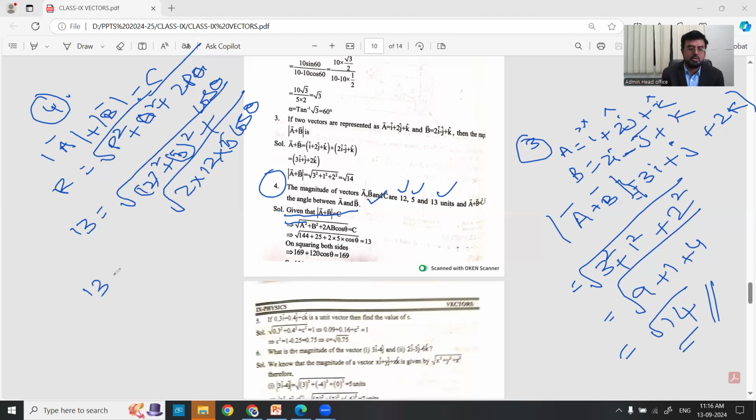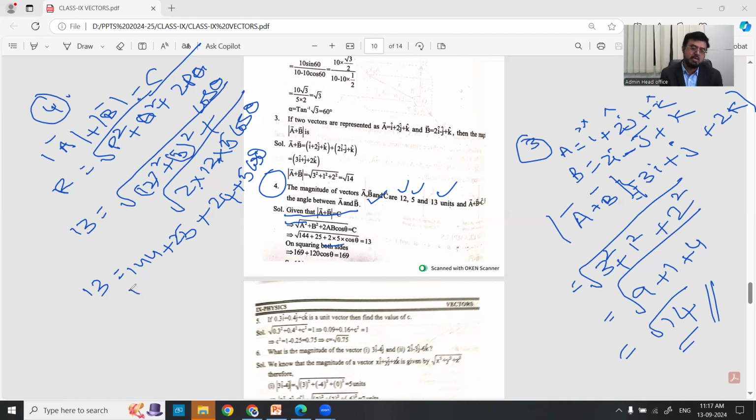So 13 is equal to the square root of 12 square, which is 144, plus 25 plus 2 into 12 into 5 cos theta. It is 2AB, 2 into 12 into 5. Some mistake happens again here, the 12 is not written here.